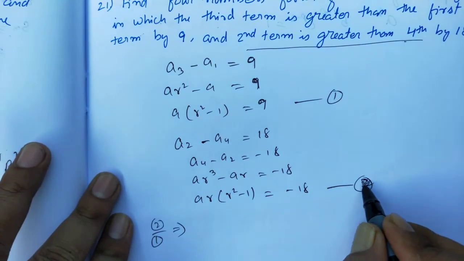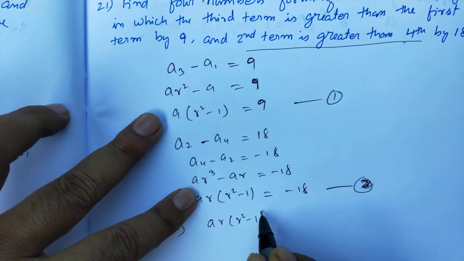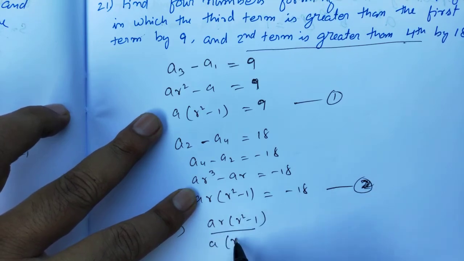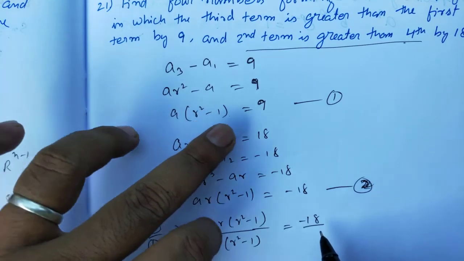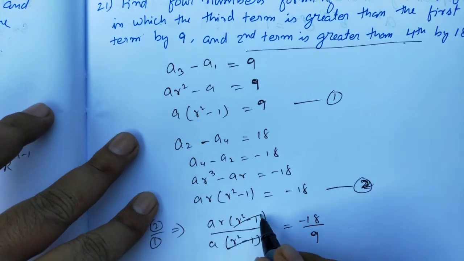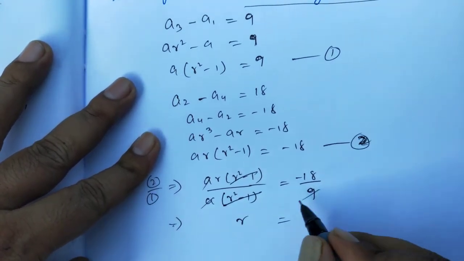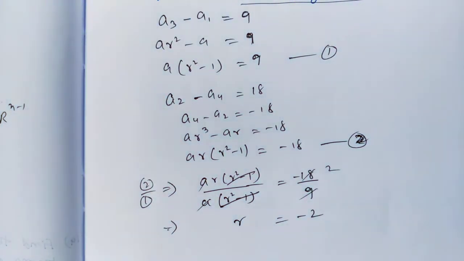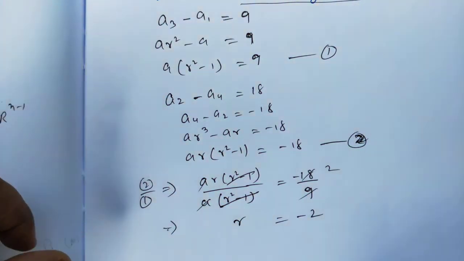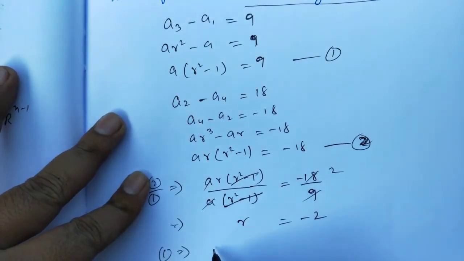So when we divide equation 2 by 1, we divide the left sides: AR(R square minus 1) by A(R square minus 1) equals minus 18 by 9. A cancels, the R square minus 1 cancels, and you're getting R equal to minus 2. R is minus 2.